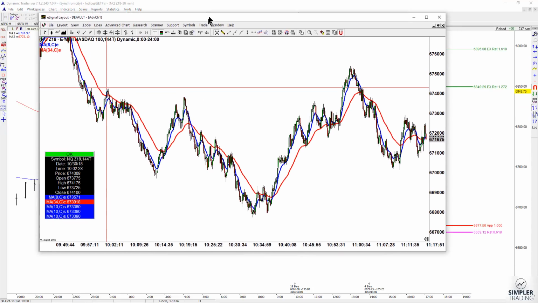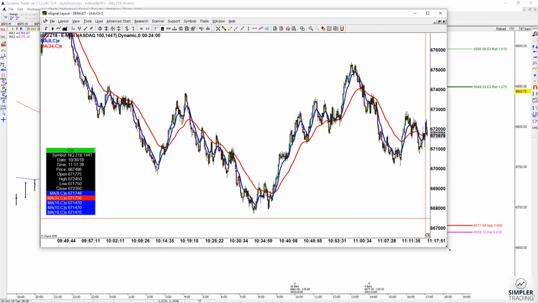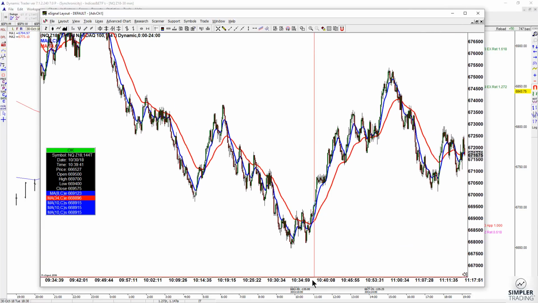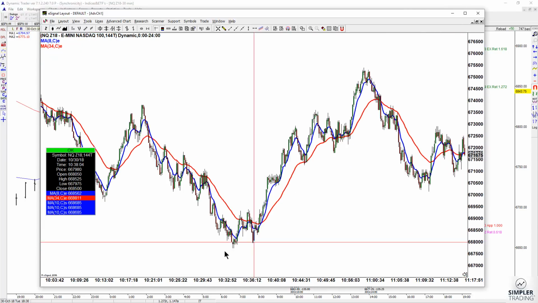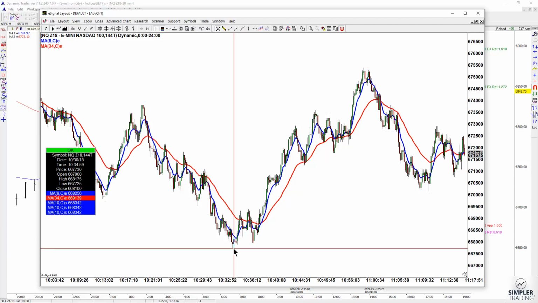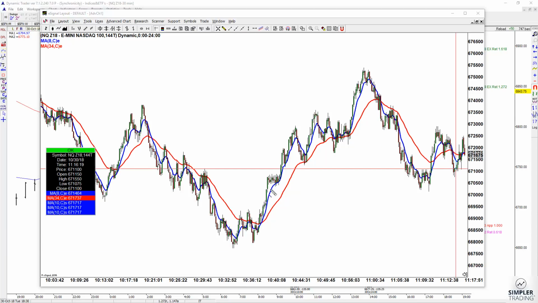You go down to a tick chart, you can use something like a 144 tick or a 233 tick. This is pretty much where we traded into that support decision. Here's where you had the moving average crossover.